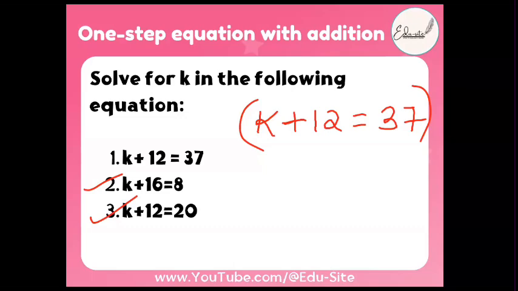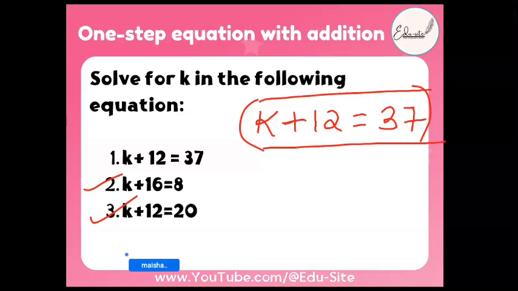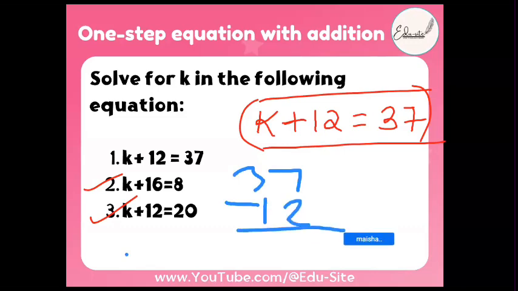The first problem, k plus 12 is equal to 37. This is how I solve it: I take 37 and minus 12. Yes, excellent. That's 5, and that's 2. So I get 25, so k equals 25.